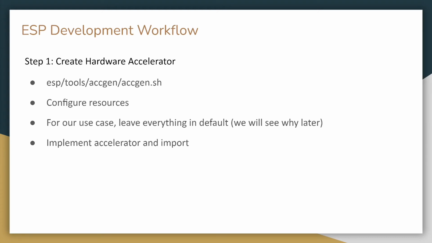Our workflow can be divided into 3 simple steps. Step 1, create our own hardware accelerator. ESP already provides us with the accelerator generation utility, in which we can configure resources of a custom hardware accelerator on the SoC, such as its inputs and outputs. At this stage, we can also implement our test program, which will access other resources on the SoC.